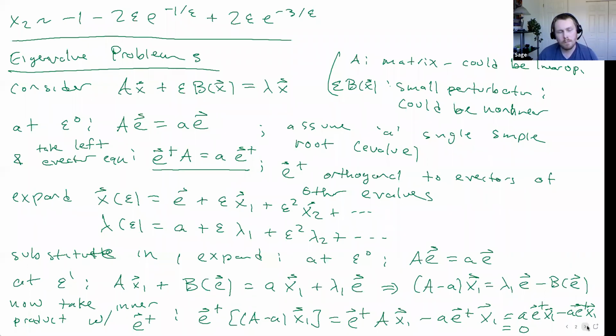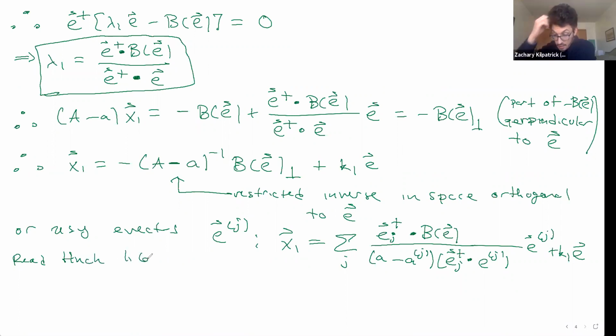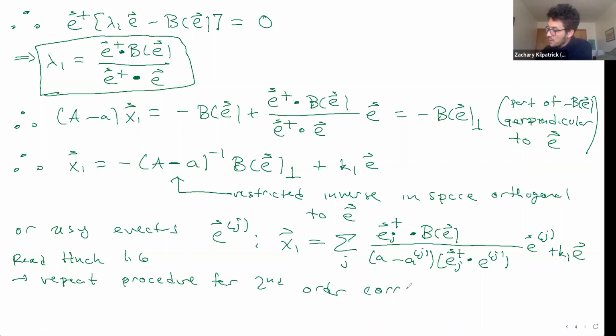Okay. So that's simple eigenvalue problems, okay? If you want to read Hinch 1.6, okay, we can do a number of other things. Repeat this procedure for second order corrections, okay?